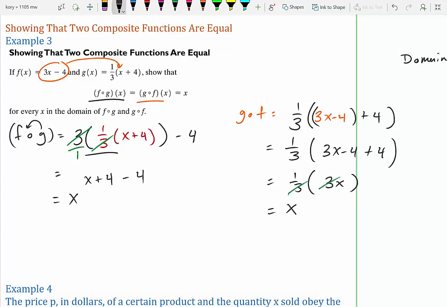Do those both equal x? Yep. So to verify this, your work is your answer. So there's no boxing anything. It's just showing your work.